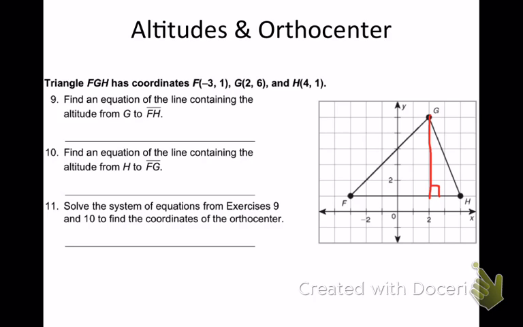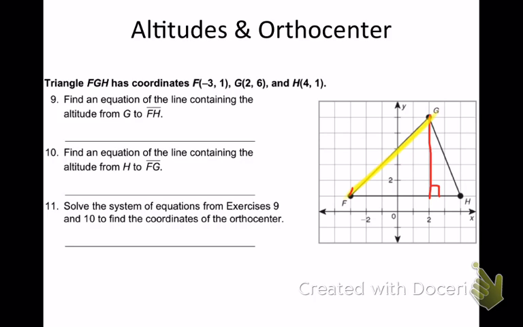Right? Vertical line to horizontal line, got to be perpendicular. Okay, great. Now I need to pick one other side. Well, McKenna, which side would you like to deal with? Would you want to work with FG or GH? Let's do FG. Awesome. So I'm going to look at FG here.